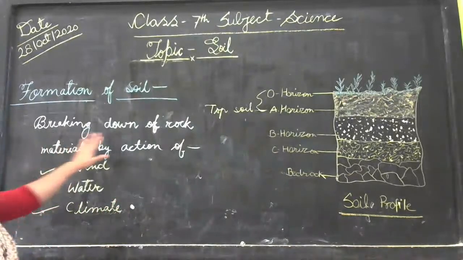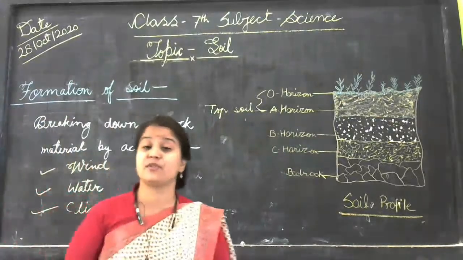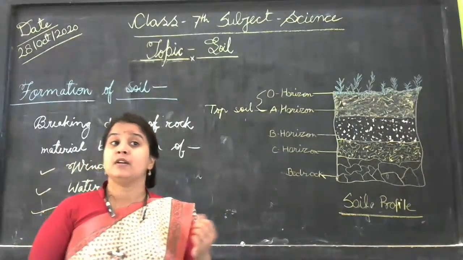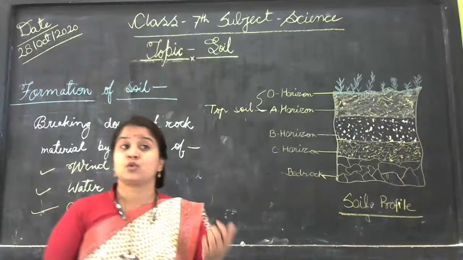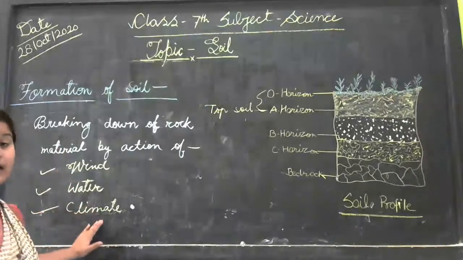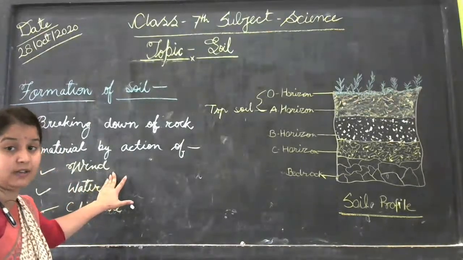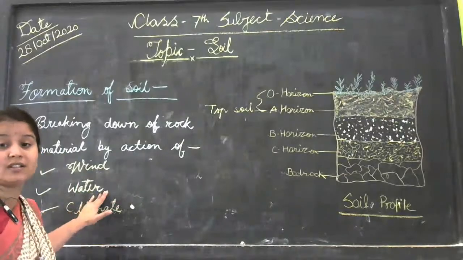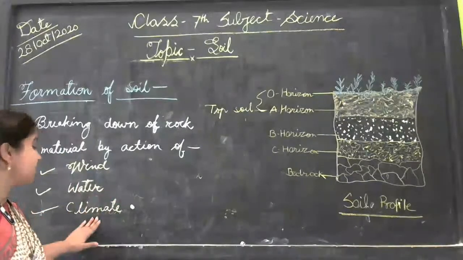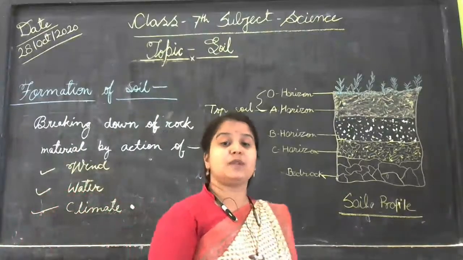So the breaking down of rock material, जो बड़ी सी rock होती है, I have told you that there are three types of rock which are present in our earth. So the breaking down of any of these three types of rock, okay, by action of wind, water, and climate. What does it mean? That if wind just destroys it, or water just affects those rocks, or climatic effects. These effects, ये जो effects होते हैं बच्चों, यही क्या करते हैं?